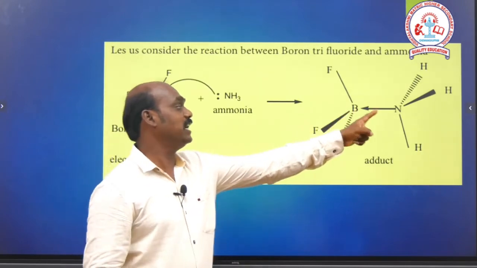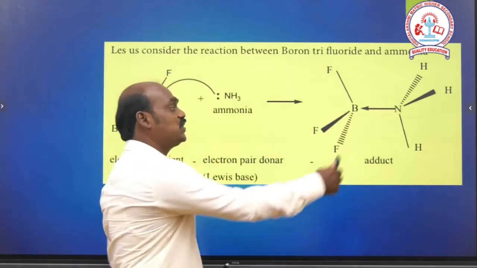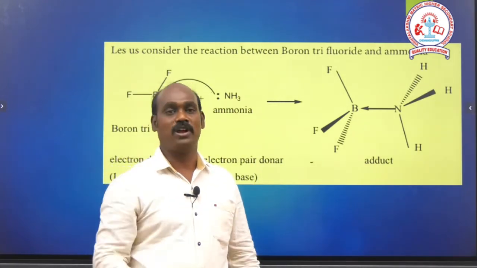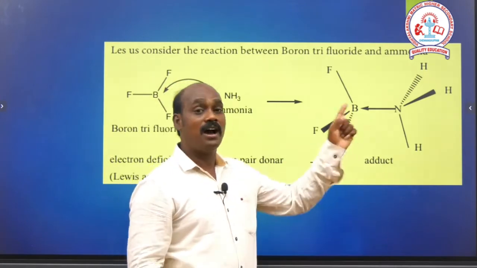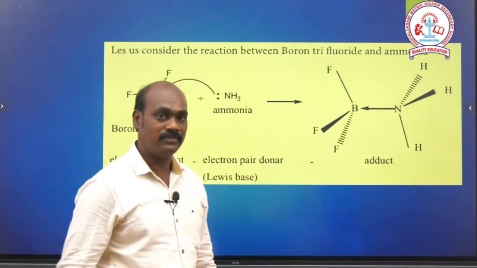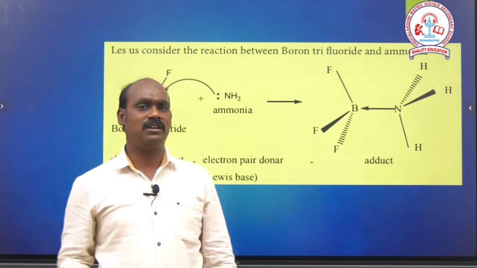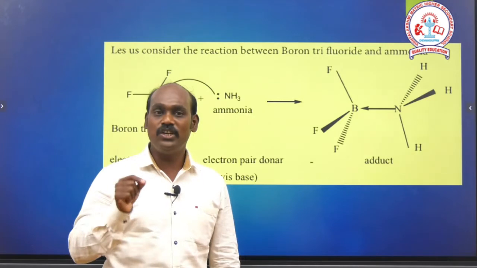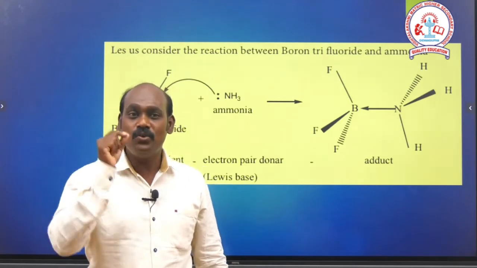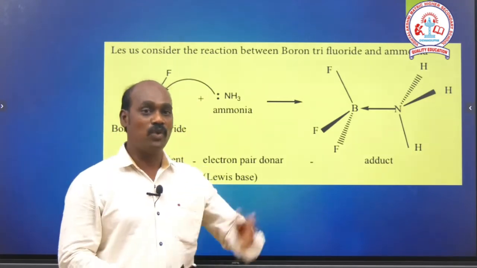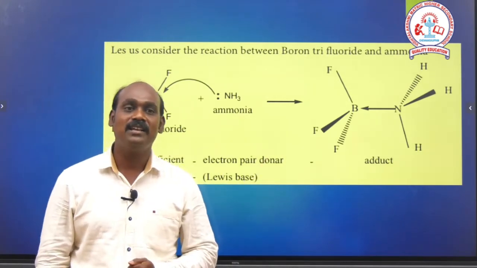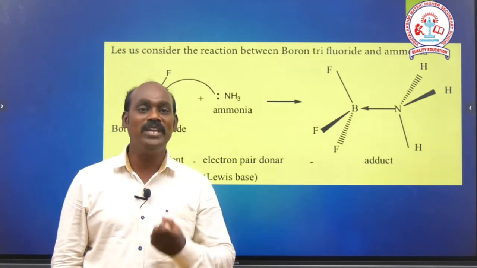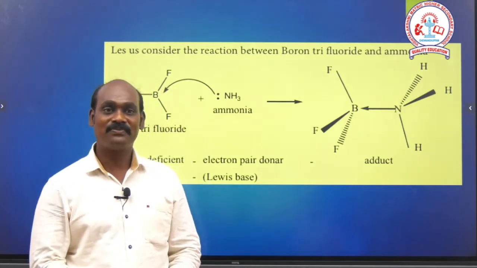See the structure here, the 2 electrons are transferred from nitrogen to boron to fulfill the octet structure of boron. Okay. So, here ammonia donates electrons, boron trifluoride accepts electrons. So, ammonia is a Lewis base. According to the Lewis concept, ammonia is a Lewis base because it donates electrons, whereas boron trifluoride is an electron acceptor, an electron deficient molecule, which is called a Lewis acid. Clear?